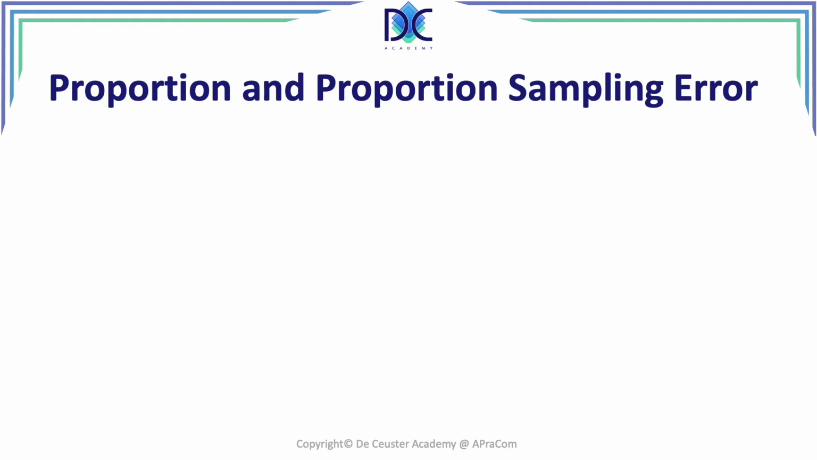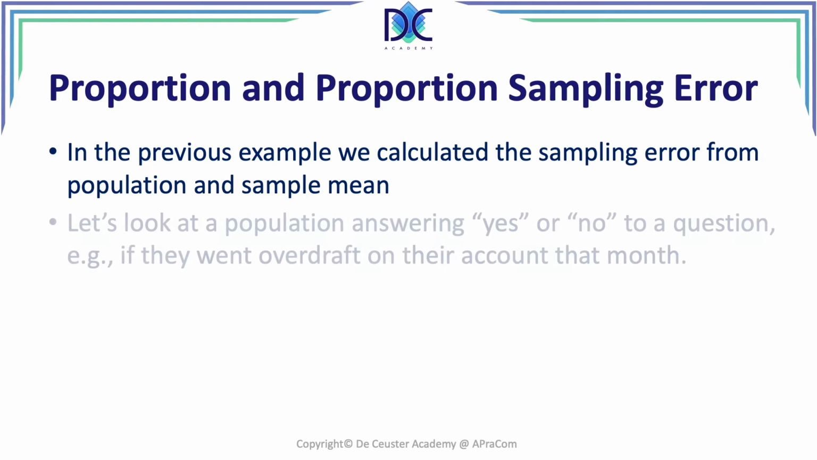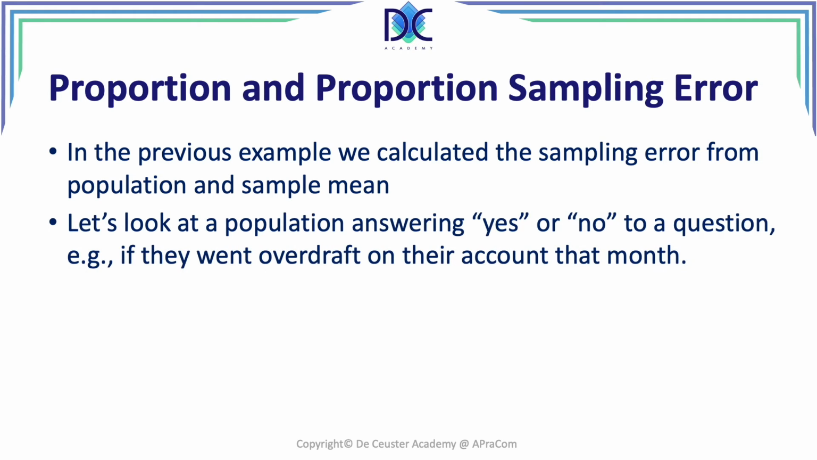Now let's have a look at the proportion sampling error. We're looking at proportions now. We looked at the sampling error based on the population in the previous examples, and we calculated the sample mean. Now when we have a population where we have yes or no, or good or false, this is a little bit different.